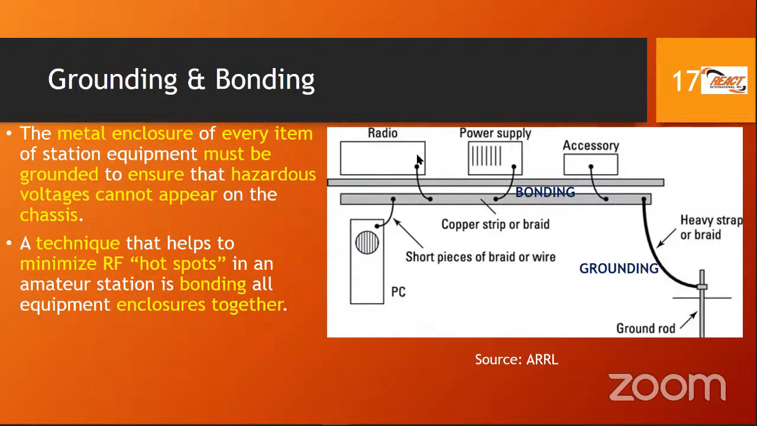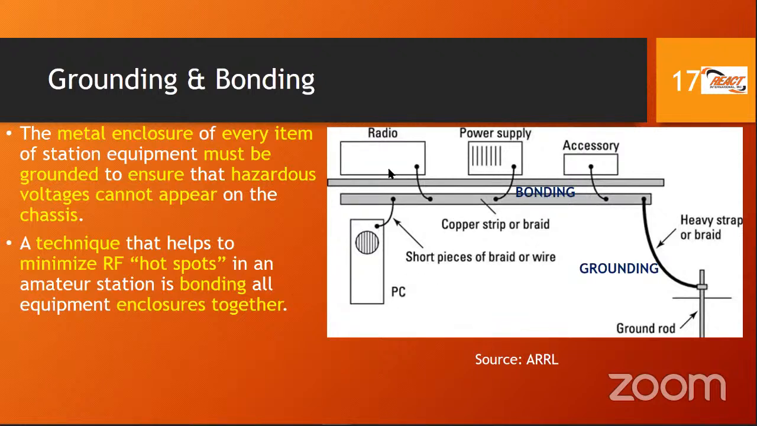Each item on your shack is connected to each other via this strip, and that is considered bonding. You have actually just bonded all of the equipment together. You haven't grounded it as yet. You are now just bonding the equipment, every single item, to this common rail or this common copper strip or copper tubing via these straps. You have just bonded all of the equipment.